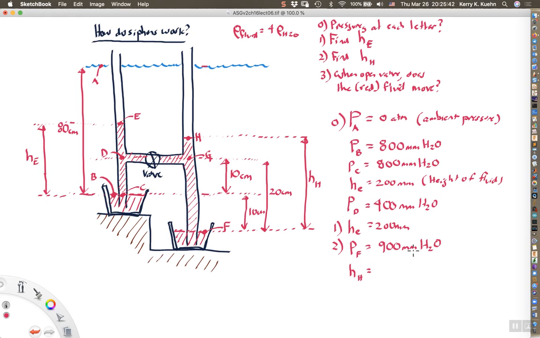Now, we can next find what the height of H is. We know that this height H is the height of this column of the mystery fluid. We know that that must weigh the same as 900 millimeters of water. So the height of H is determined by the fact that it must balance a 900 millimeter or 90 centimeter column of water. We also know that this has 4 times the density of water. So it is going to be 1/4 of 900 millimeters.